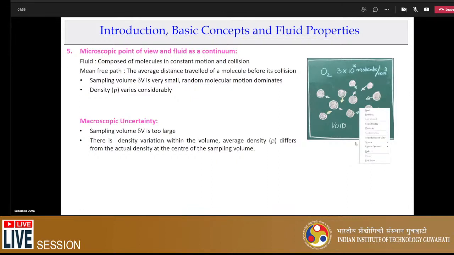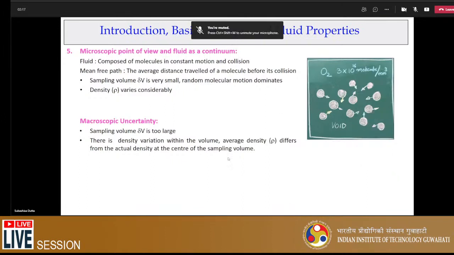So for more details you can re-watch the YouTube videos or look at how things are explained at the molecular level, also in terms of the microscopic uncertainty points, so that you can have more details.